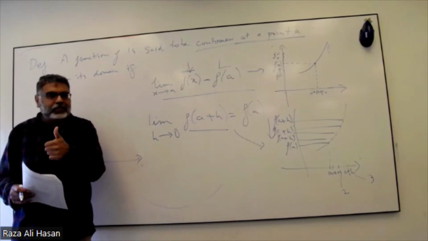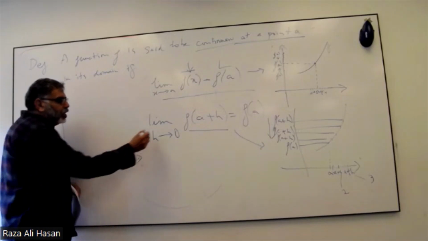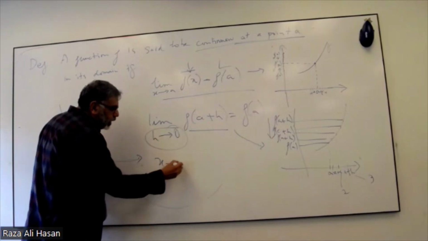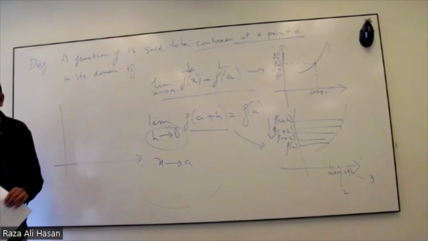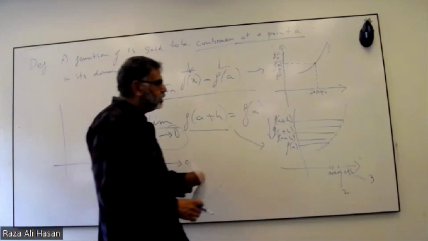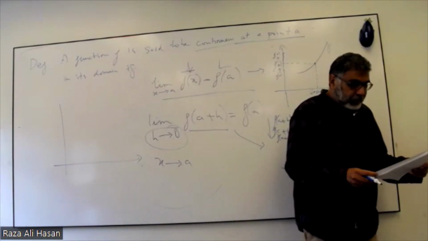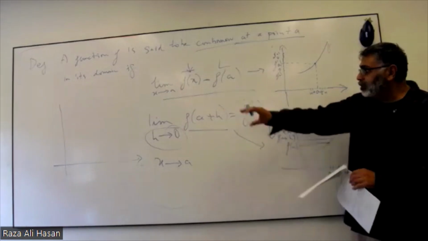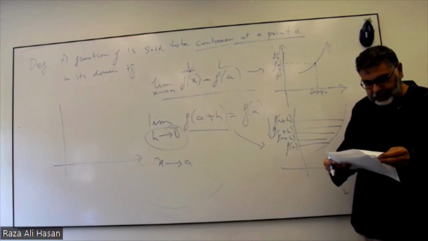Good. Sophia says good. Okay. What this is saying is that x is going to A. But we don't use x, we use h. And it depends on the book. Most of the time you're going to get this. All right.